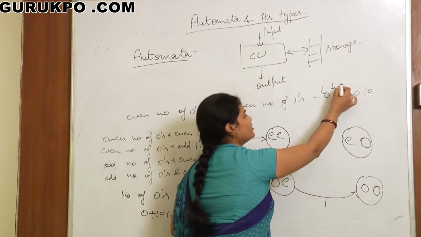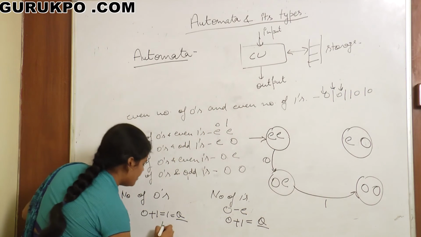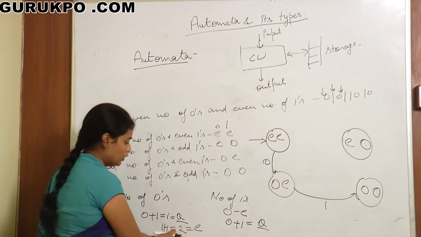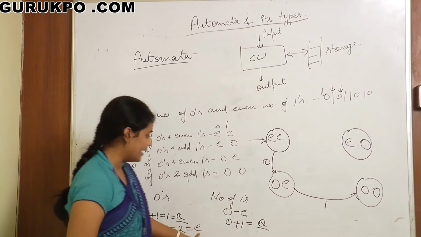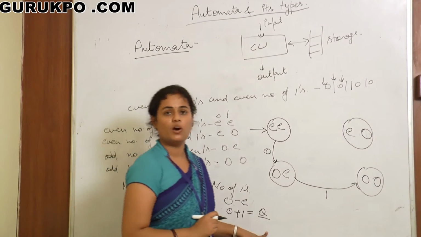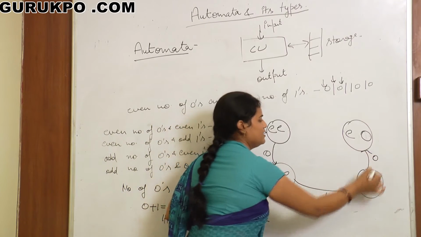Now machine will read 0. As machine reads 0, then we will add 1 plus 1 is equal to 2, is equal to E. It is an even number. 2 is an even number. In that case, EO, even number of zeros and odd number of ones. Then when machine reads again 0, it will reach here.